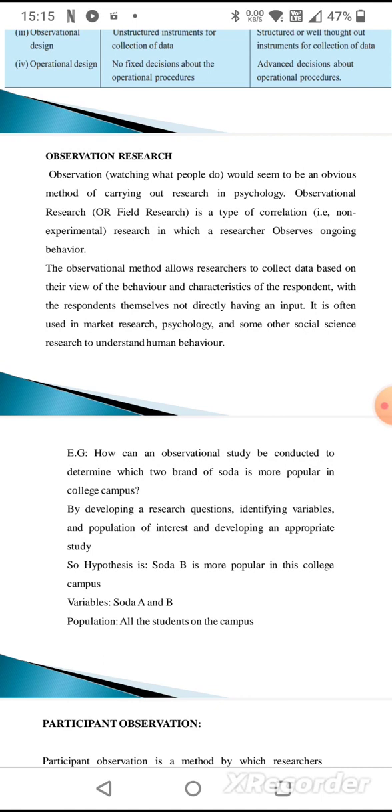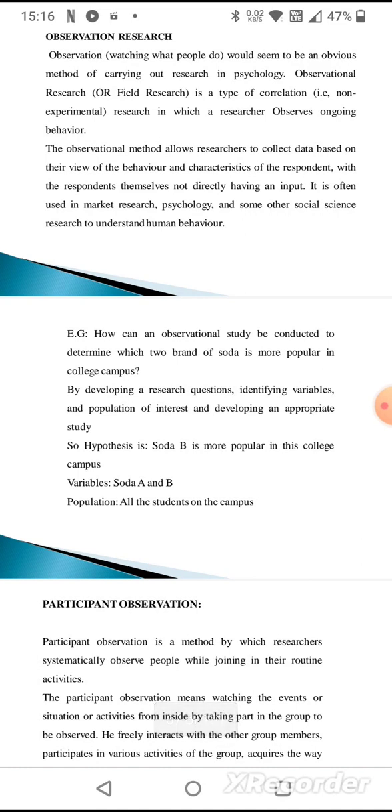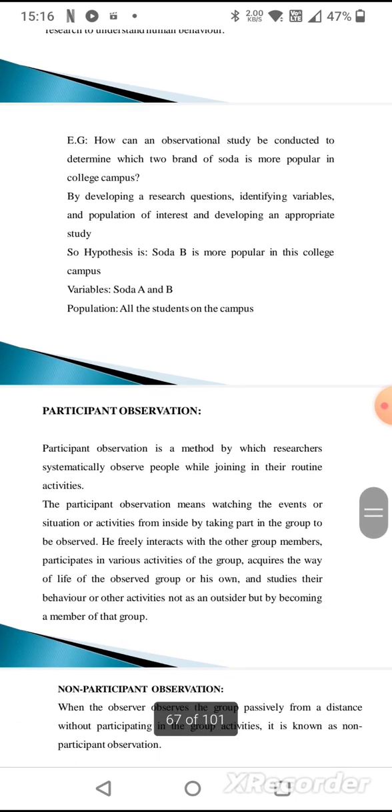It allows researchers to collect data based on their view of the behavior and characteristics of the respondent, with the respondents themselves not directly having an input. It is often used in market research, psychology, and other social science research to understand human behavior as well. For example, how can an observational study be conducted to determine which of two brands of soda is more popular on a college campus? By developing a research question, identifying variables and population of interest, and developing an appropriate study, we can go ahead with the research.